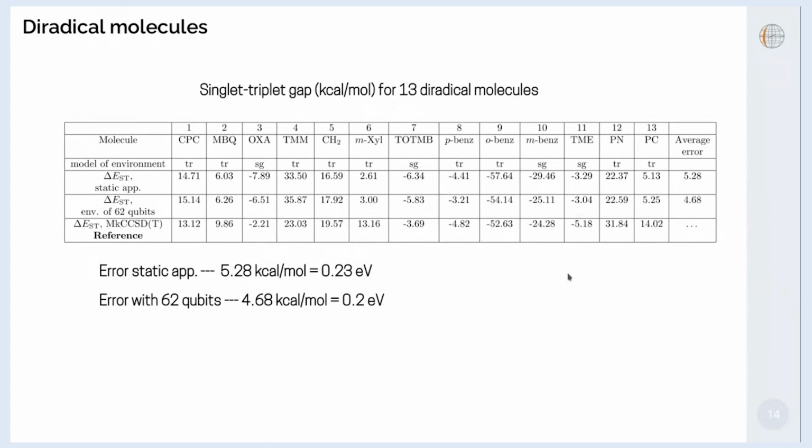There is another illustration, let's say, certain diradical molecules, which are hard to solve. They are strongly correlated. And in this case, DFT is not working well. But this model which I'm presenting is working quite well. So the error is an average error over certain molecules of 0.2 electron volt, which is still not chemical accuracy, but not far.